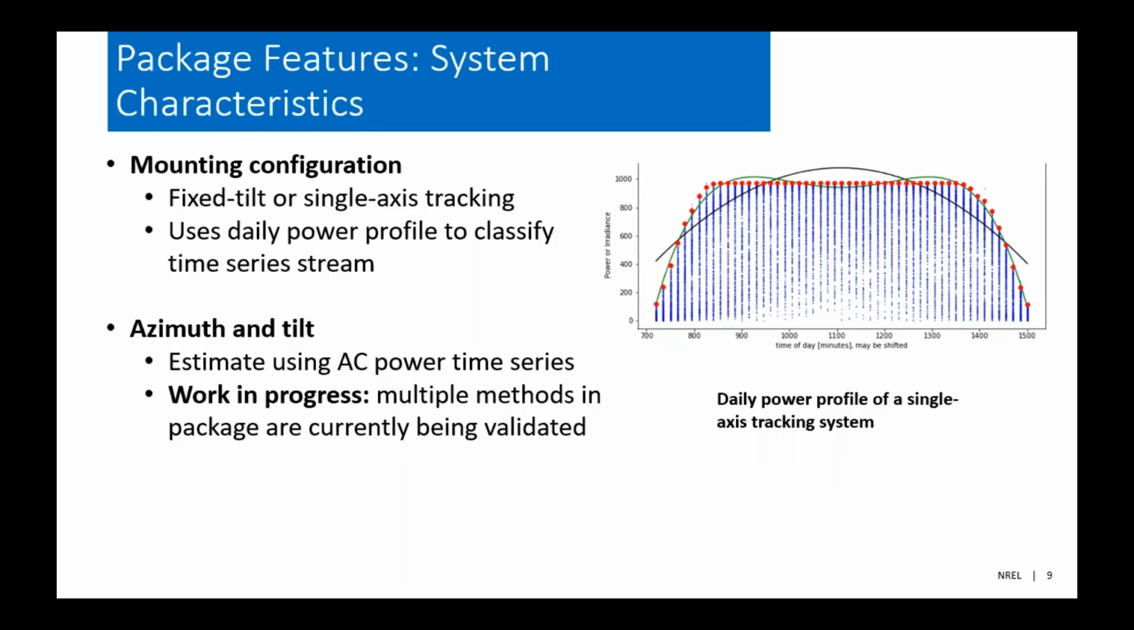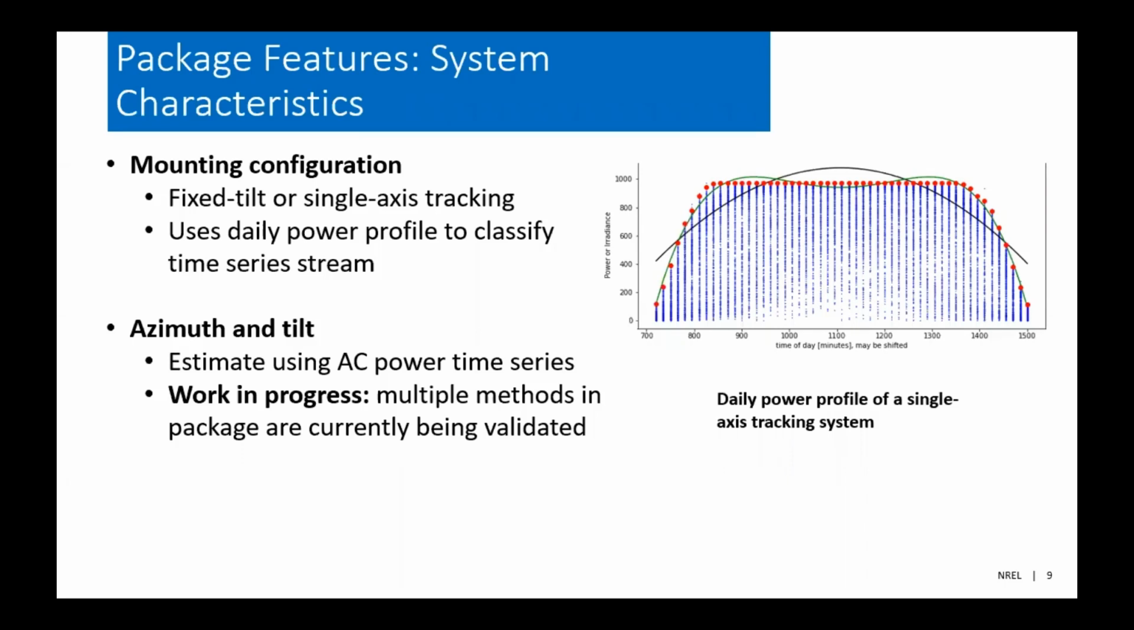Here we have an example for mounting configuration up here, where we use a time series to detect whether or not the stream is associated with a fixed tilt or a single axis tracking value. This graphic right here shows the daily production profile for an AC power stream. As you can see, it fits a quartic equation in there, and quartic equations are highly associated with single axis tracking systems. So you can identify this as a single axis tracker. The black line, which is a quadratic, associates with a fixed tilt system.